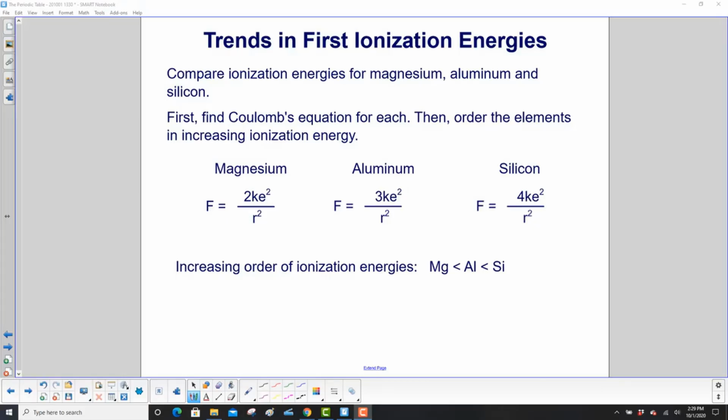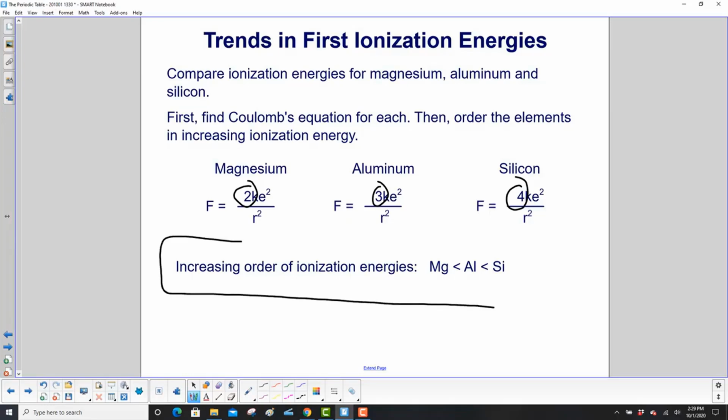Compare the ionization energies for magnesium, aluminum, and silicon. First, you find Coulomb's equation for each, making sure you take into account the effective nuclear charge, which would be 2 for magnesium, 3 for aluminum, and 4 for silicon. Then order the elements in increasing ionization energy. So that would be from smaller force to greater force.